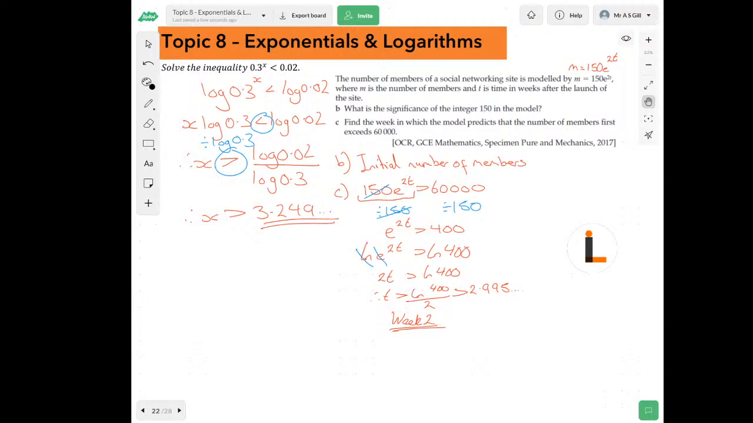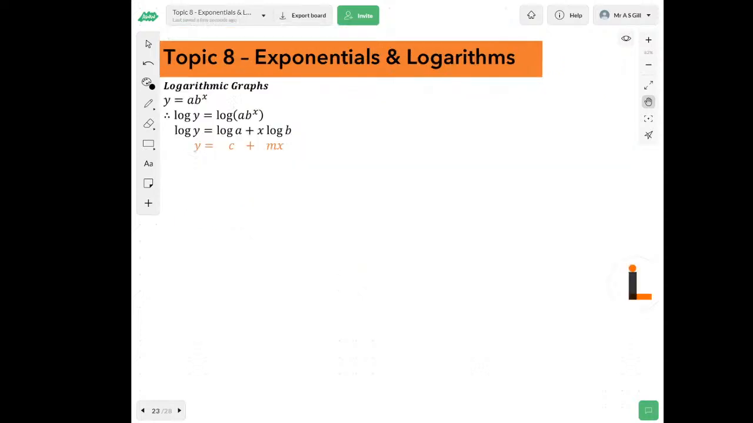Okay, so we've got one last bit to look at. That's logarithmic graphs. So let me give you a second just to get this copied out. And let's just go through this bit by bit.